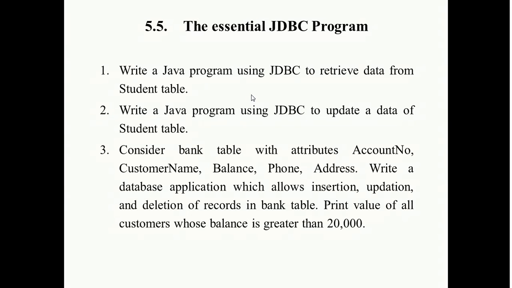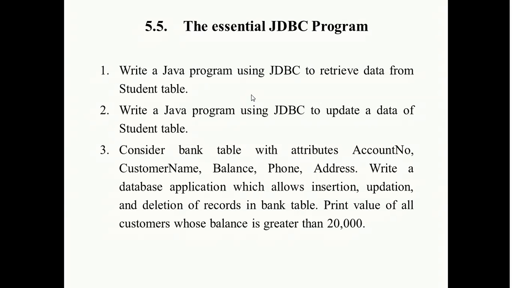So in the third program, first we create a bank table with the attributes account number, customer name, balance, phone and address. After creating the bank table we perform the operations, that is insertion, updation and deletion of records in the bank table, and at the last we print the customers whose balance is greater than 20,000. These programs we will see in this lecture.